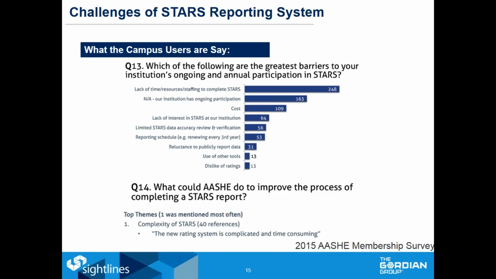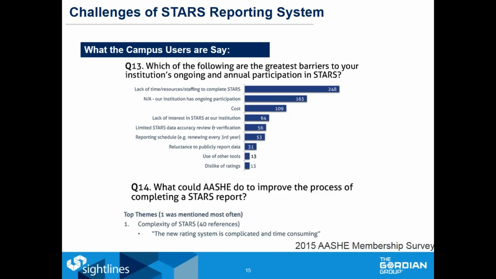Not necessarily that there's any issue with the STARS system, but just that it takes so very much time to complete. The technical manual alone is over 300 pages. So for an institution that only goes through the process every 3 years, it's very hard to maintain any sort of expertise in completing the assignment.